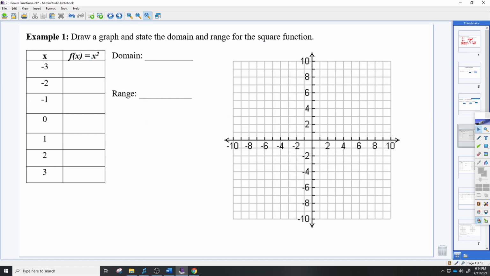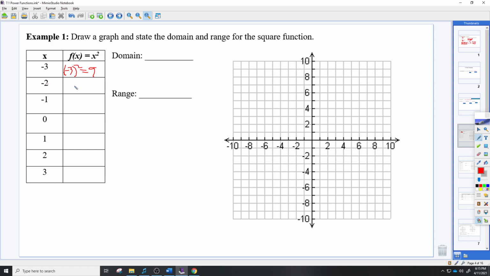X squared we are very familiar with. I'm going to go ahead and just square these numbers and see what we get here, and then we'll figure out the domain and range. So negative 3 squared gives you a positive 9. Don't forget that it's technically in a parenthesis set, so it's like negative 3 times negative 3.